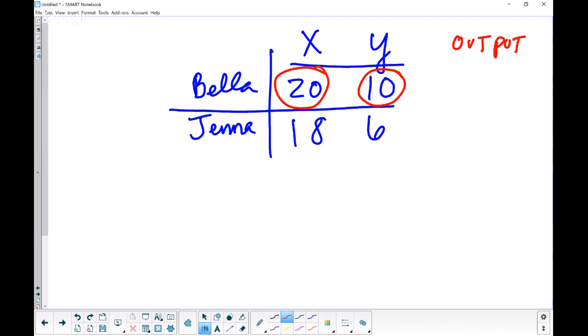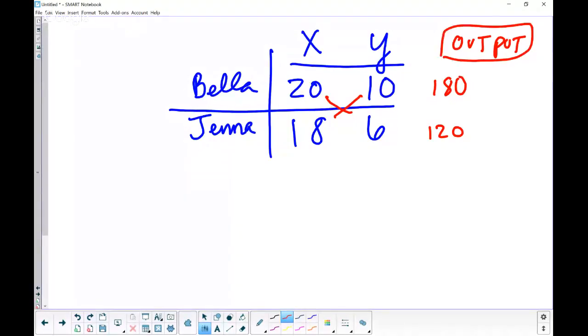Let's take a look at comparative advantage then. Comparative advantage, well, again, if it's an output question, you can just multiply this. So we're looking at 120 and we're looking at 180. Well, what's greater here, 120 or 180? Because it's an output, we want a bigger number. So it's 180. So in this case, it looks like Jenna is going to be producing X and Bella is going to be producing Y.